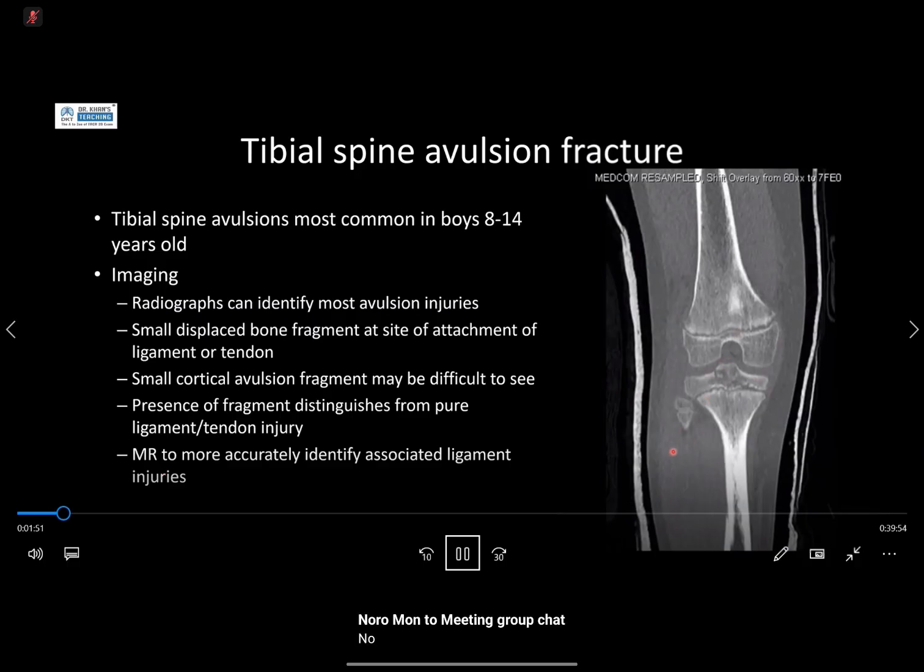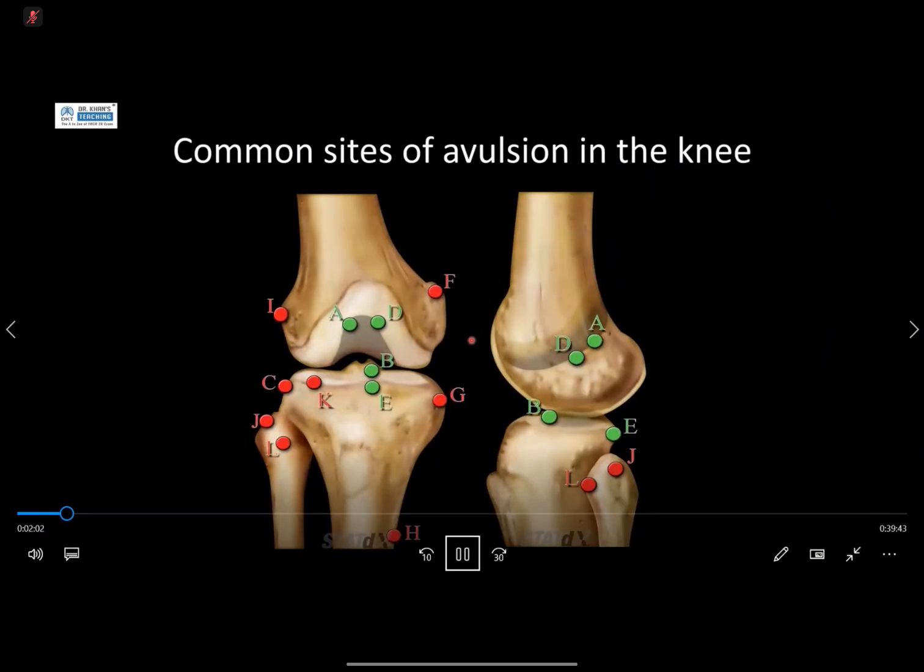You can also sometimes avulse from the tibial tuberosity and then extend through the physis as well. So many different types of avulsion fractures. So just a pictorial representation of common sites. There is some overlap with adults as well.